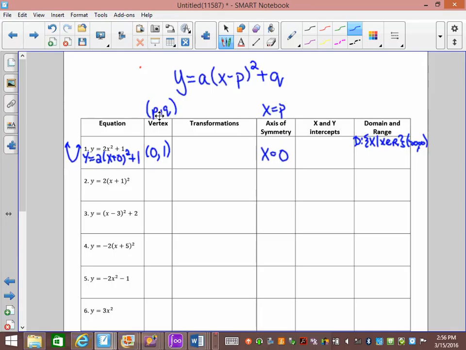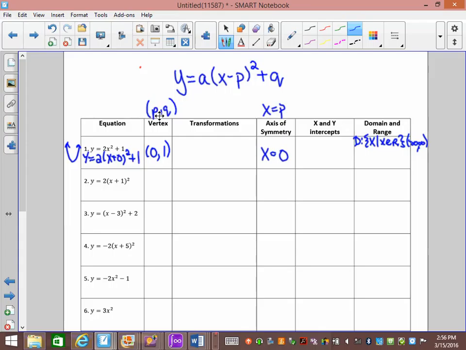Now the range, go look on your calculator. This is a concave up graph, right? So is there a low minimum value or a high maximum value? There's a low minimum value. What is the lowest y value? 1. The lowest y value is 1. It's what your vertex value is, right?